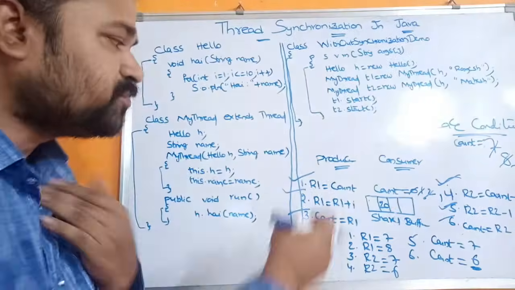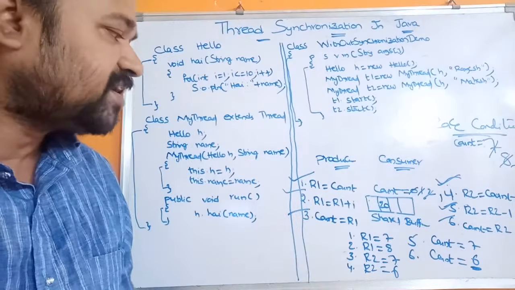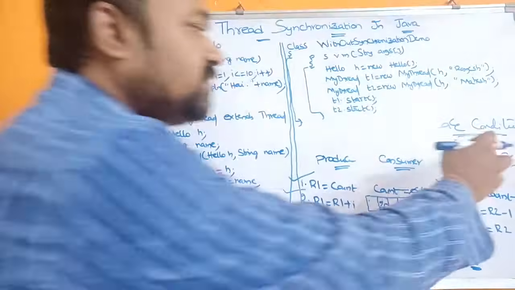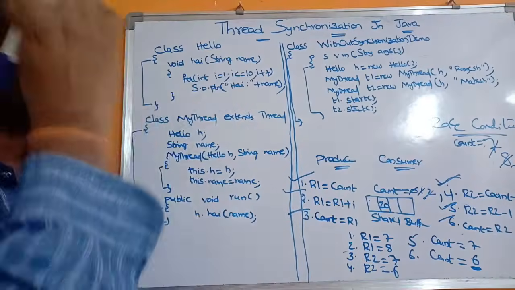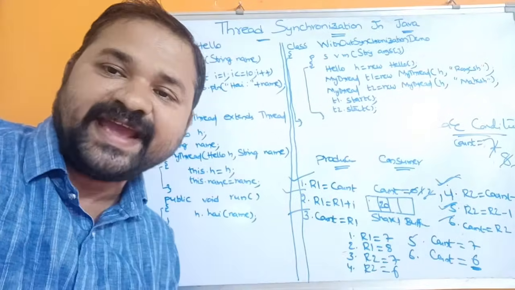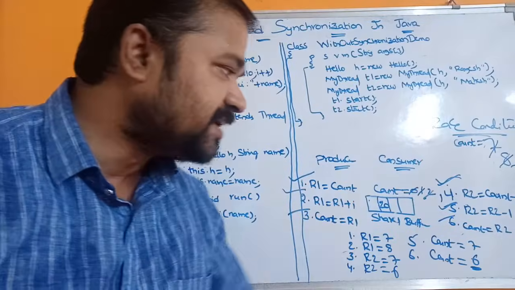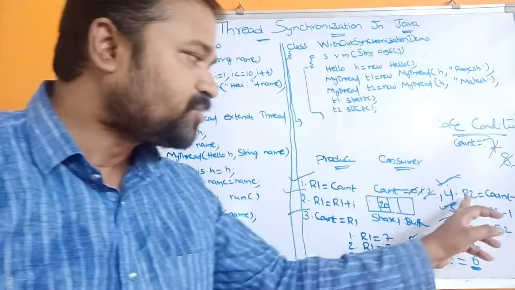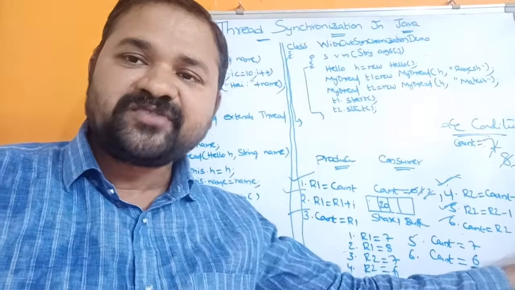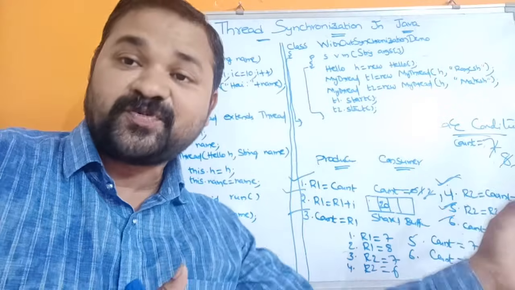Let us assume that the producer thread is executed first. After that, R1 is equal to count. What is the initial value of count? 7. So R1 is equal to 7. Next, R1 is equal to R1 plus 1, which is 8. Next, count is equal to 8. Next, let us assume that the consumer thread is executed. R2 is equal to 8. R2 is equal to 8 minus 1, which means 7. Next, the count will become 7. So there is no such problem here.